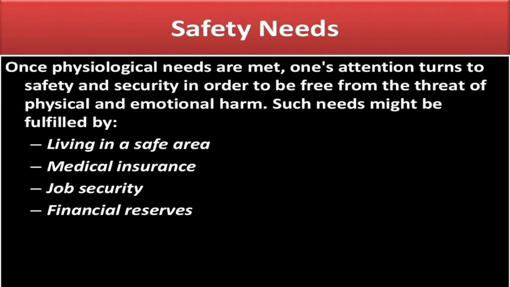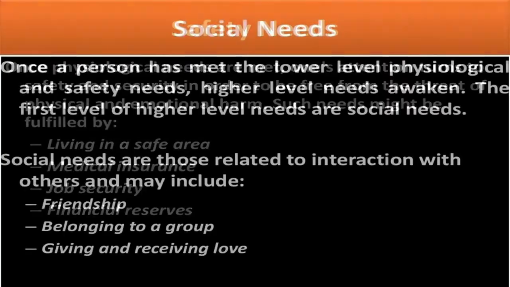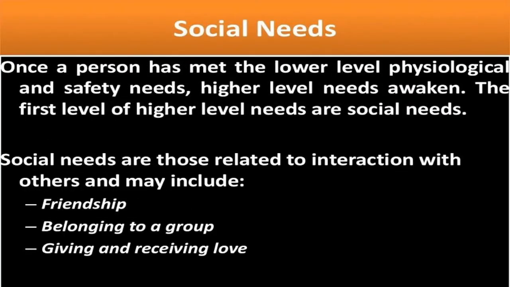Such needs might be fulfilled by living in a safe area, buying an apartment or individual house. Earlier, the first basic need is the house itself. Okay? Safe house is there. Earlier he used to live in an area where he felt it was not safe, and he moved to some other better place. Medical insurance, job security, financial soundness or financial reserves, and social needs.